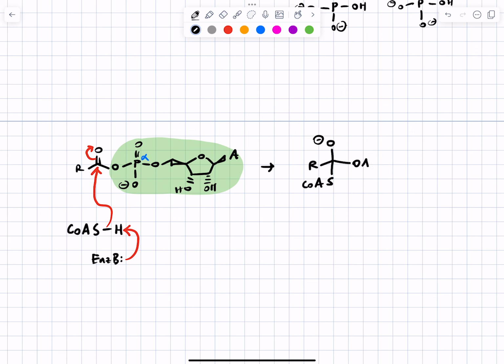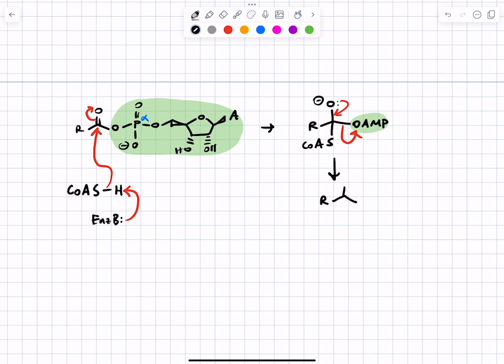I'm going to now abbreviate everything that was in green as OAMP. Then electrons will kick down and kick off AMP as the leaving group, and that will give us our fatty acyl thioester. And then here is AMP with the ribose ring and the adenine base.